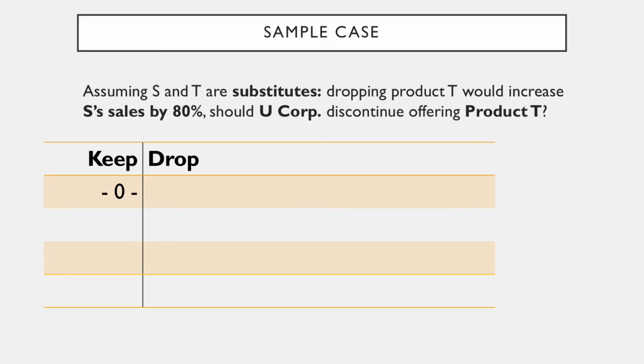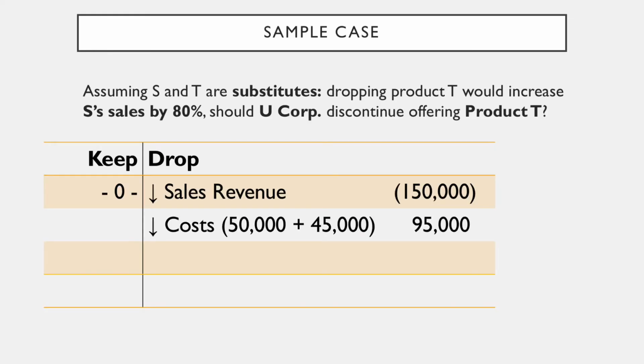Again, if we're going to keep product T, nothing new will happen. If we're going to drop product T, our sales revenue will decrease by 150,000 pesos, which is the sales revenue generated by product T. Again, the costs that can be avoided would include the variable cost of 50,000 and the direct cost of 45,000 pesos, a total of 95,000 pesos.